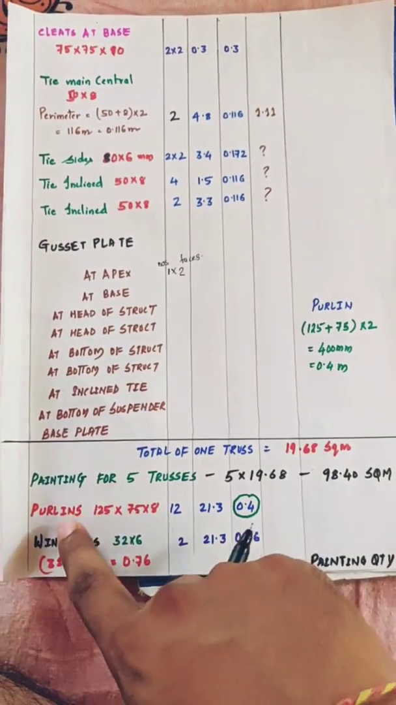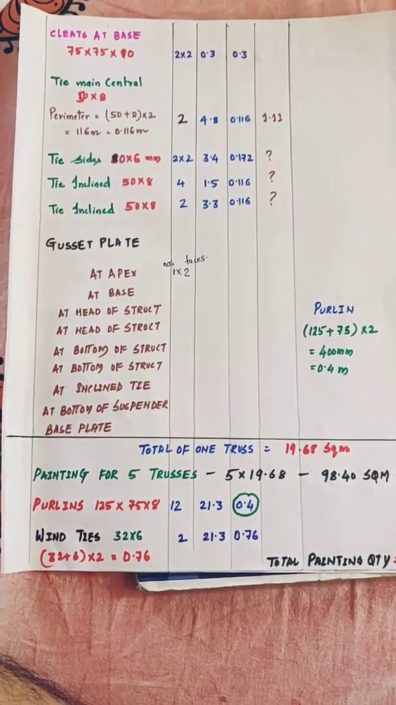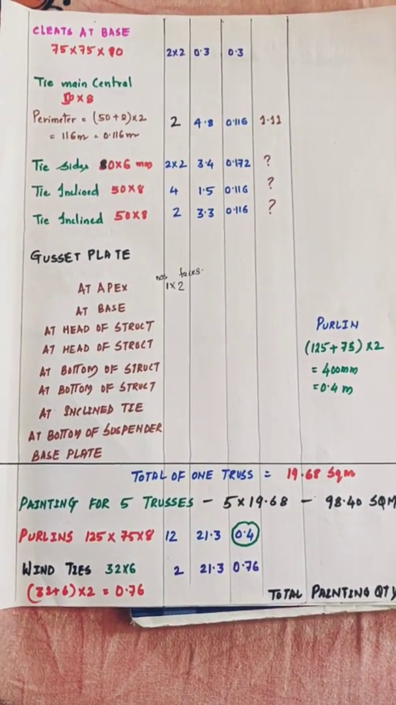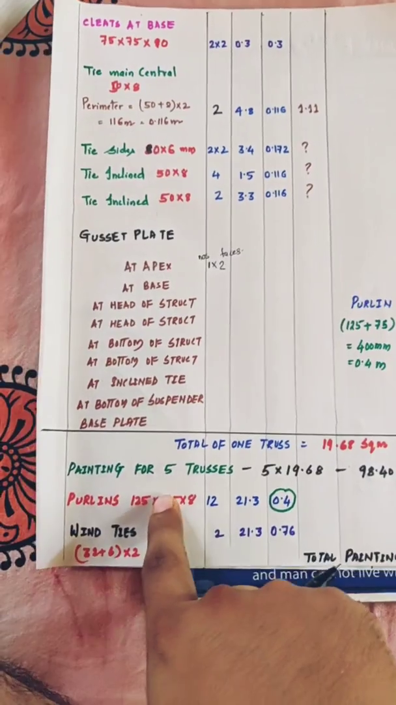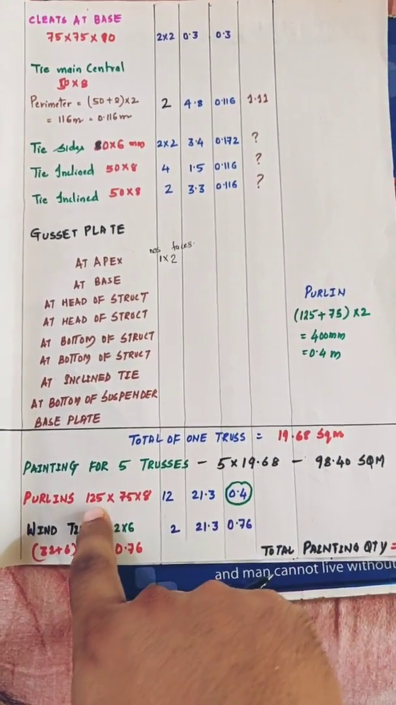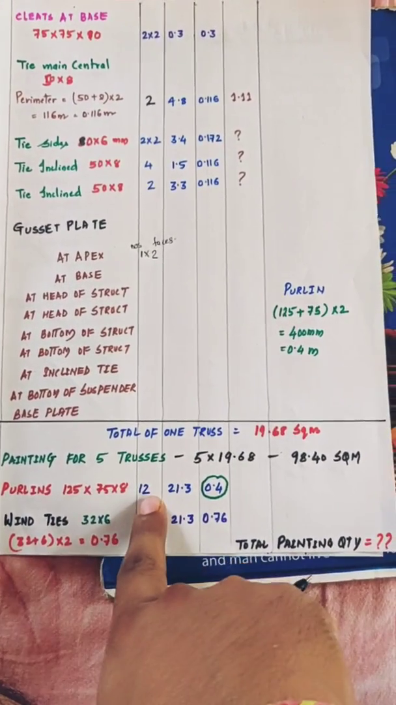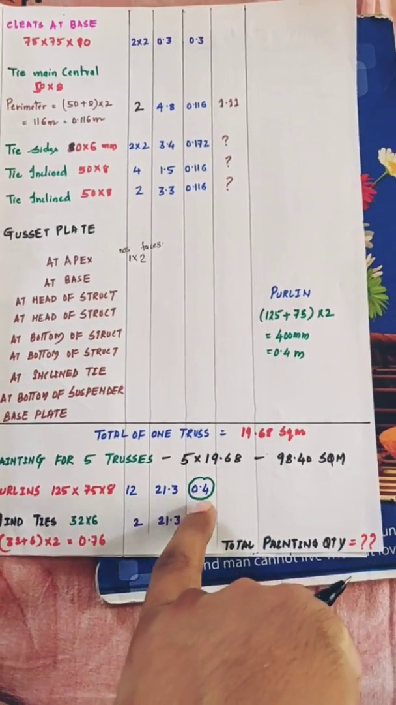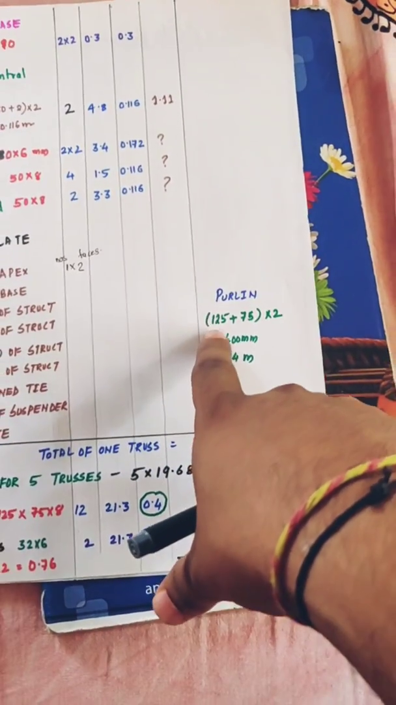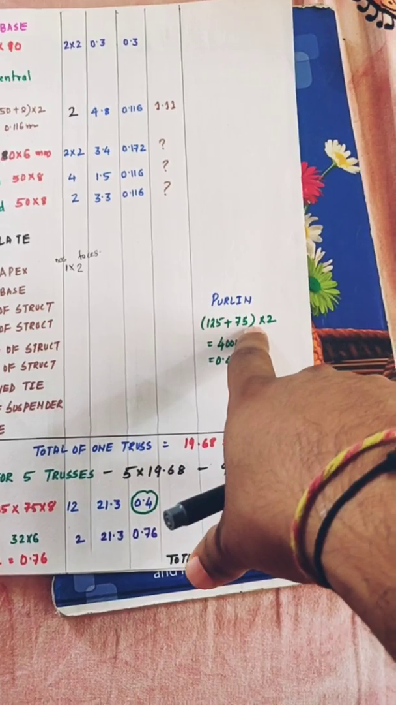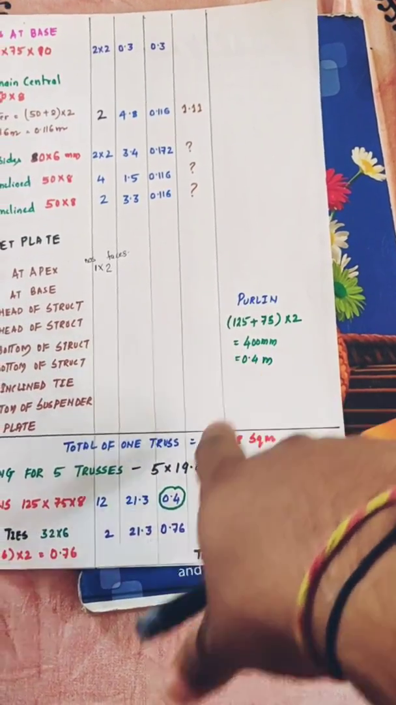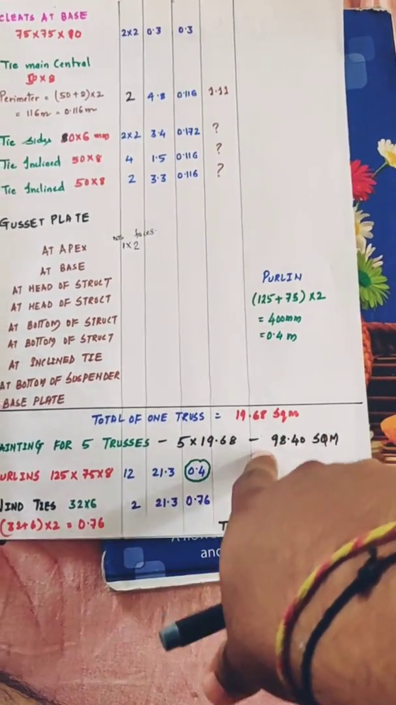Now again, purlin is not considered as a part of the calculation of truss, so it is calculated separately. Purlin is what size? 125 by 75 by 8. We have 12 numbers. Length is known. Now how did we get this 0.4? Have a look: 125 plus 75 into 2. You will get 0.4. So put that here and get the quantity.